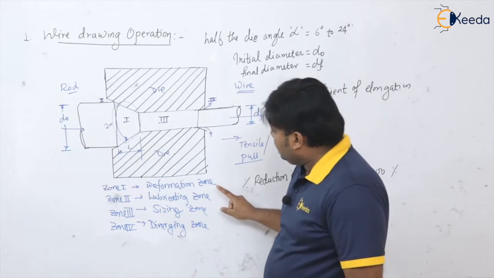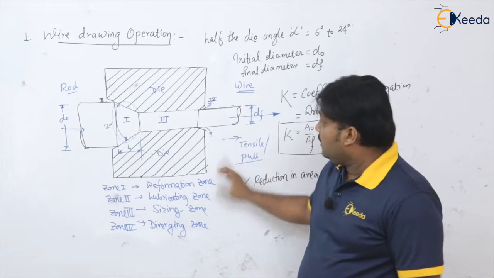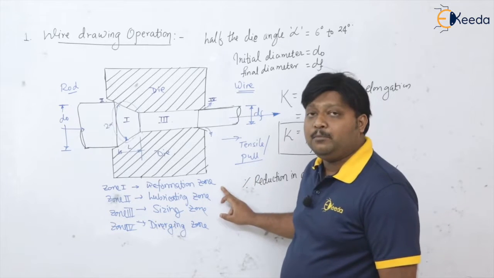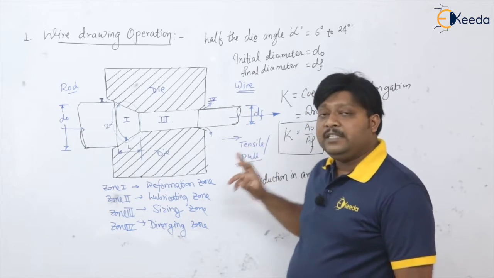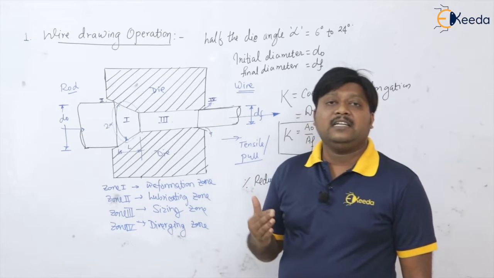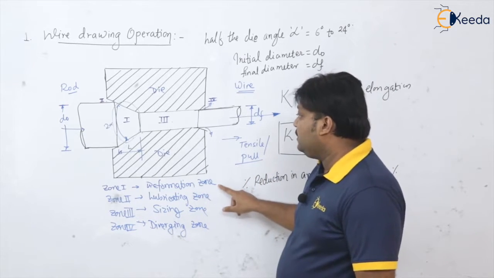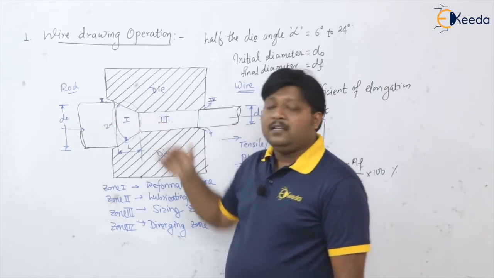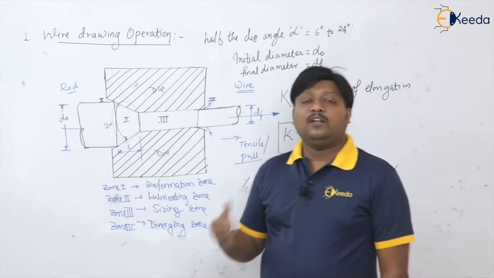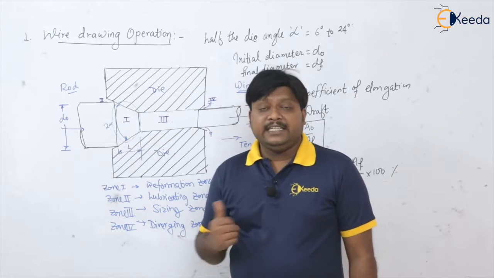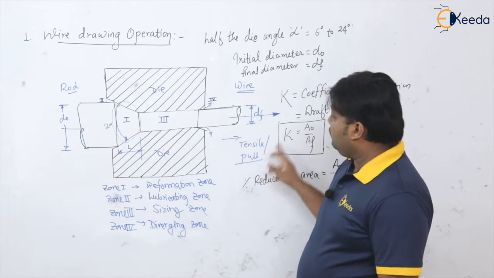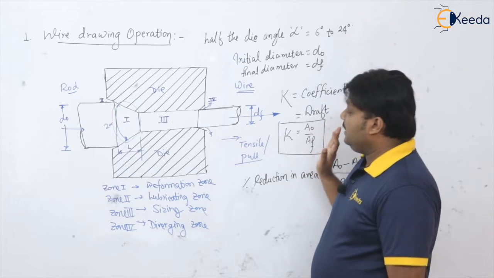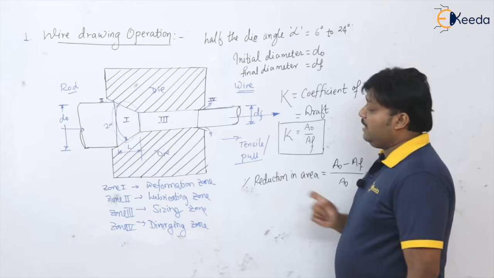So now I'm going to discuss the deformation zone, where the actual deformation is going to happen. The material is going to yield beyond its yield strength and stay below its ultimate strength, so that it can deform easily through this conical die. Die angle कितना होता है? For this, alpha is 6 degree to 24 degree, or 2 alpha is equal to 12 degree to 48 degrees. Okay, and what is the coefficient of elongation? It is equal to original area divided by final area. Percentage reduction, how to calculate, we have seen.